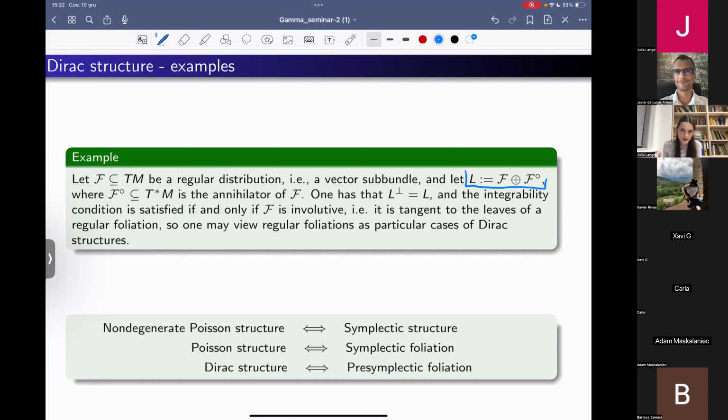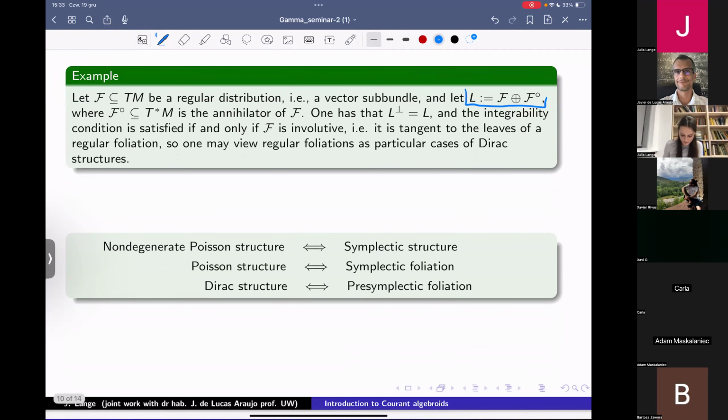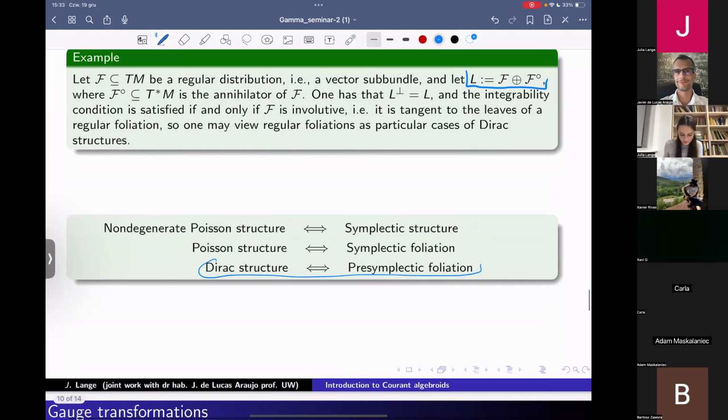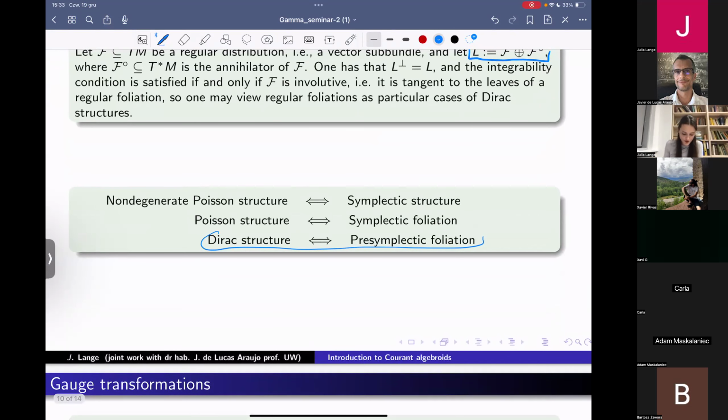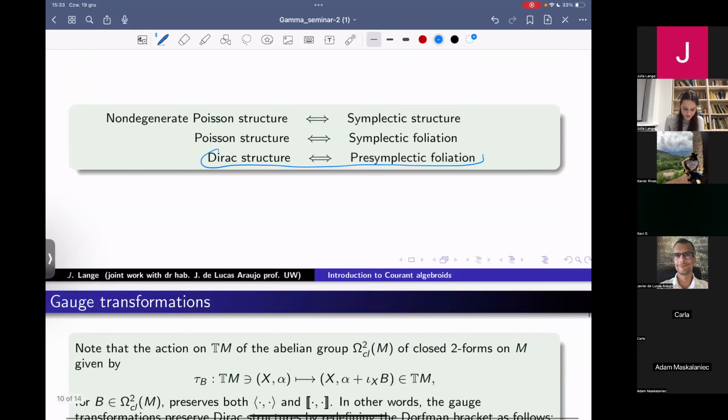And yeah, this is important, that we may view Dirac structures just as regular foliations, which are presymplectic foliations. There is a one-to-one correspondence. So when we have non-degenerate Poisson structures, we can speak of symplectic structures. And when we are given Poisson structures, this corresponds to symplectic foliation. And Dirac structures similarly correspond to presymplectic foliations.